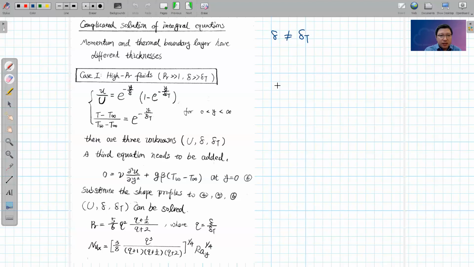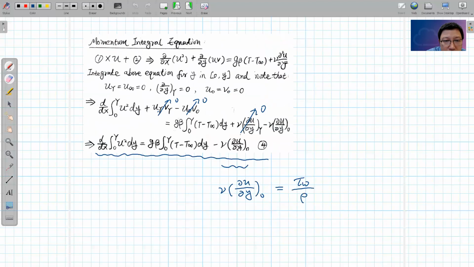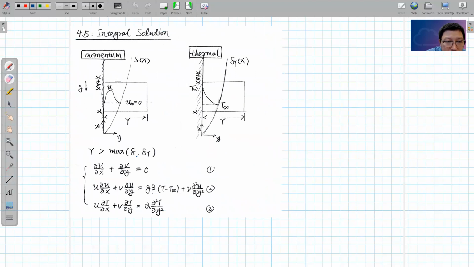I hope you understand what I'm talking about. Let me go back to here. Because we do the integration between 0 and Y, okay? So basically integration is like a bulk method, okay? We integrate over an area, right? We try to get the bulk result.